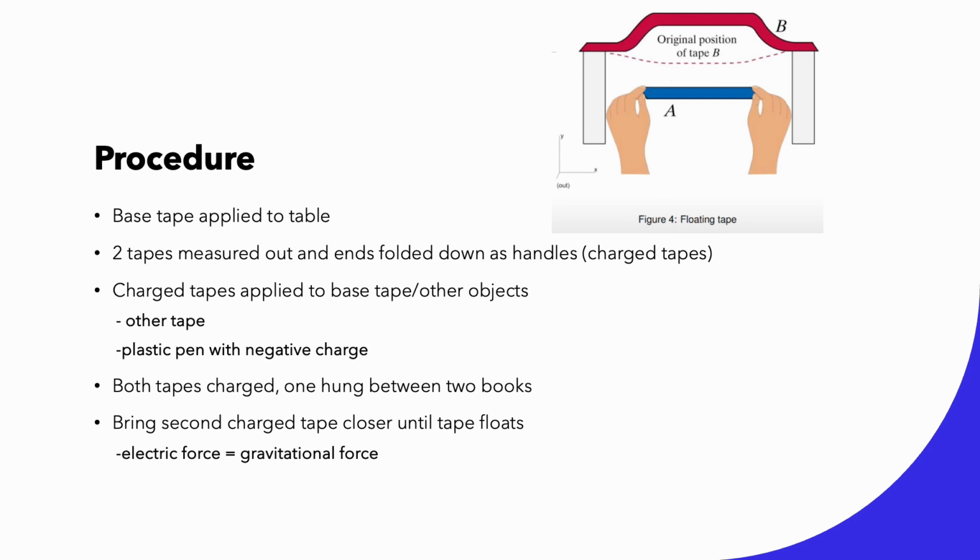Both tapes were charged, and then one was hung between two books, and then the second charged tape was brought closer until the tape floated. So this was the point at which electric force was equal to gravitational force.